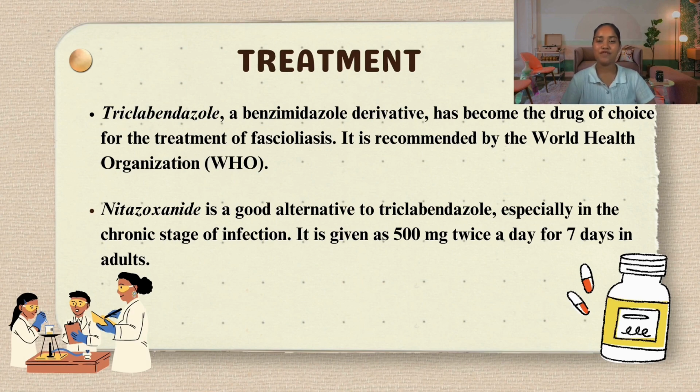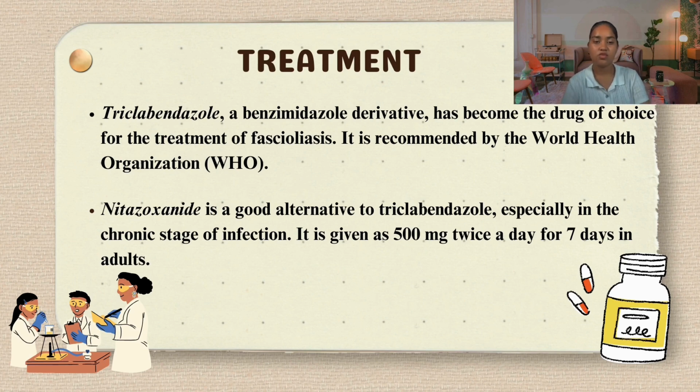Furthermore, for the treatment of fasciolosis, the first one is triclabendazole. Triclabendazole is a benzimidazole derivative, which has become the drug of choice for the treatment of fasciolosis. It is recommended by the WHO.